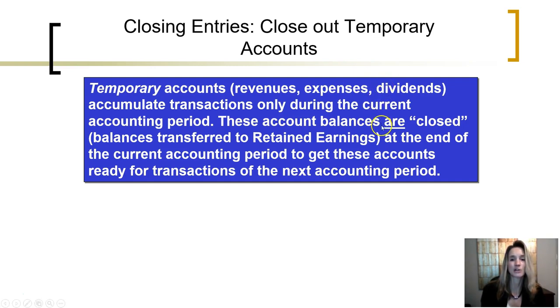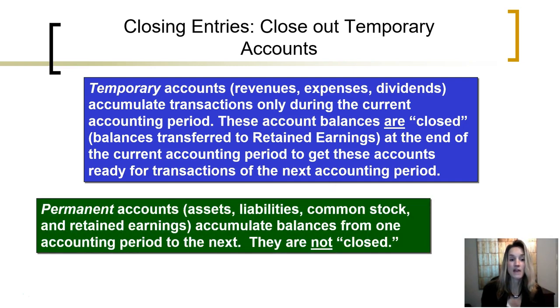These account balances are closed, which really means to transfer their balances to retained earnings at the end of the current accounting period to get these accounts cleaned out so they have nothing in them and they are ready for transactions of the next accounting period. We only close out revenues, expenses, and dividends. All of the other accounts are what we call permanent accounts: assets, liabilities, common stock, and retained earnings. These accounts permanently hold on to the transactions recorded within them. We do not close out the permanent accounts.